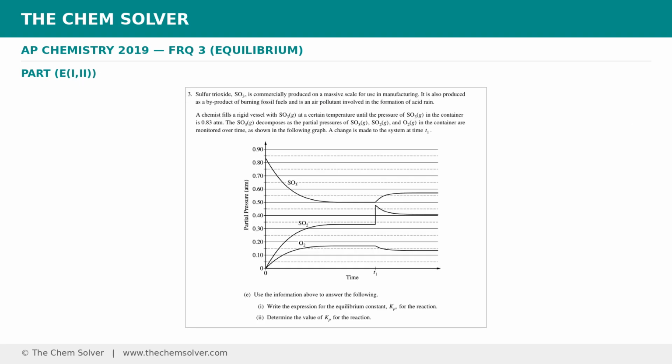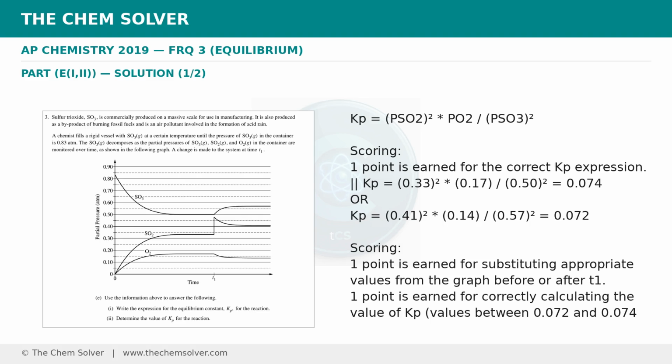Use the information above to answer the following. 1. Write the expression for the equilibrium constant, Kp, for the reaction. Determine the value of Kp for the reaction. Kp equals PSO2 to the power 2 times PO2, divided by PSO3 to the power 2. Scoring. 1 point is earned for the correct Kp expression.